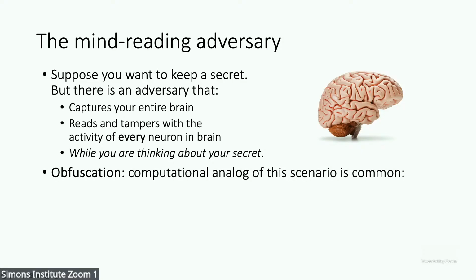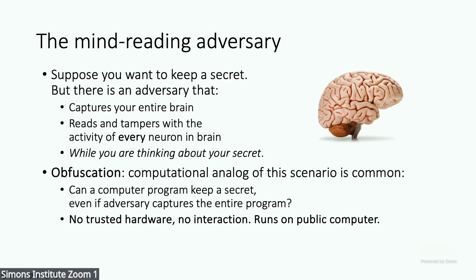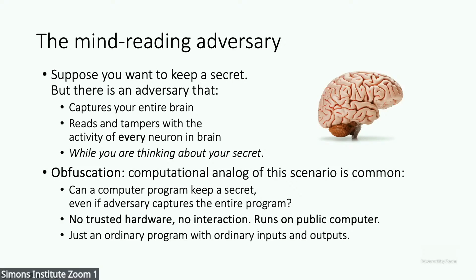We're asking the question: if I give you the entire brain of the computer program, everything about it, to the adversary, can this program still keep a secret, despite the adversary seeing everything that is happening? I want to emphasize that in this area of obfuscation, there's no trusted hardware. There's no interaction with some server that can hold some secret for you. Everything is public. The computer is public. Nothing about it is secret. Furthermore, the program itself can just be an ordinary program, with ordinary non-encrypted inputs and outputs. It can be any sort of program. That is the goal that we are trying to achieve.